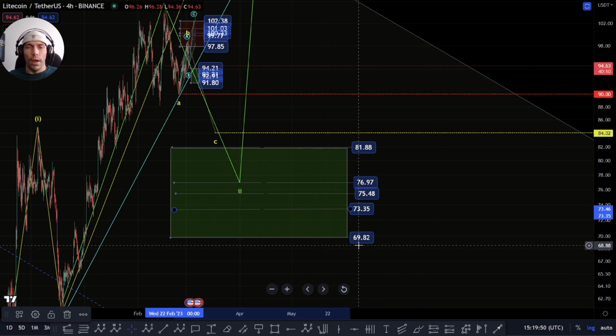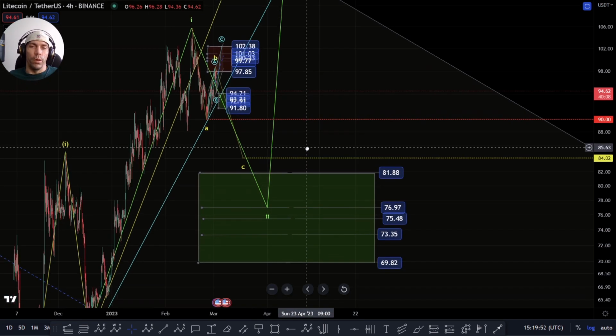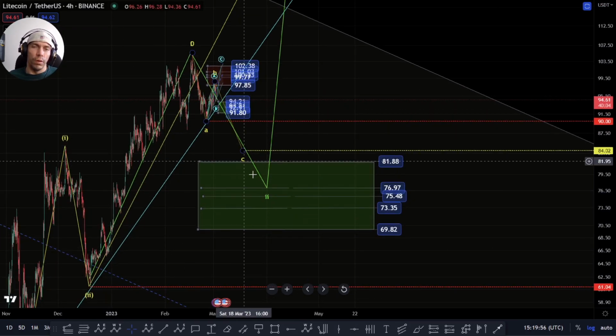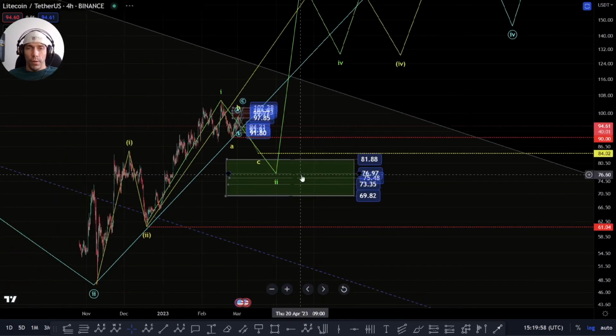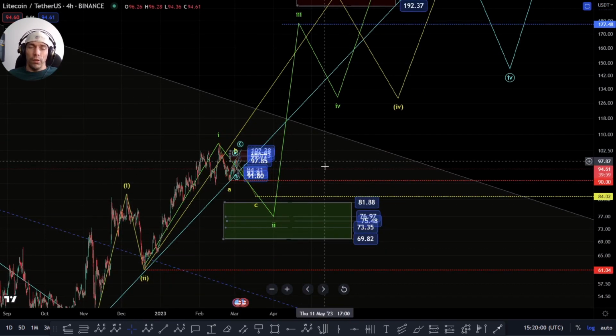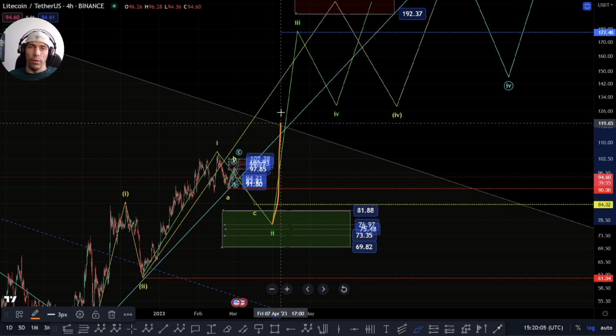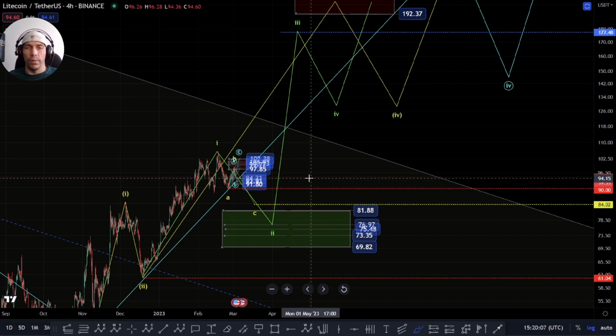69.82 as the lower range of this. So you can see these numbers here. So this is looking for this potentially to be a 1 and a 2. If we do find support and we are looking at this extension playing out, what we'd want to see is a nice strong wave 3 play out here to the upside after completion.